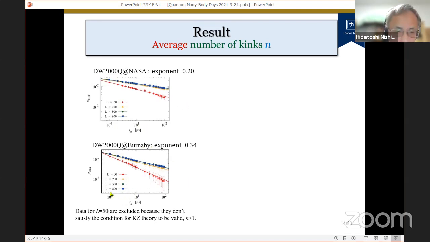And for small system size at 50, the power is different from other chain lengths because the data for this value don't satisfy the condition for the Kibble-Zurek theory to be valid. In short, the number of kinks is too small for the Kibble-Zurek theory to be valid. So we just took those large system sizes from 200 to 800 to analyze the data.